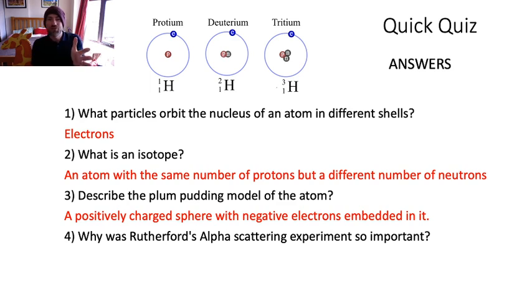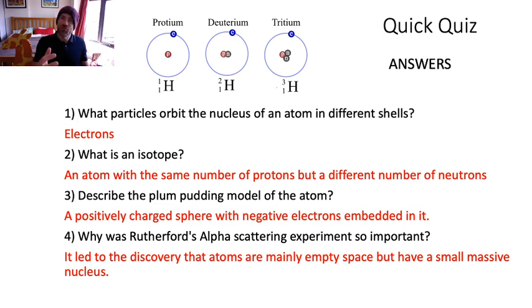And why was Rutherford's experiment so important? Because it led to the discovery of the nucleus. So if you look at our pictures again of the hydrogens, the nucleus, that central part, the protons and neutrons, that's what the alpha scattering experiment found out. It found out that atoms are mainly empty space, but they've got this small nucleus that's very massive, because they were getting alpha particles rebounding the way that they'd come from. So there must be something in there. They discovered the nucleus. That's why Rutherford's experiment is so important.